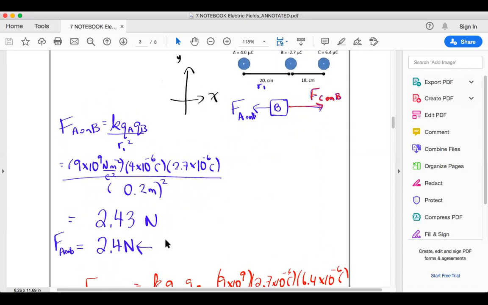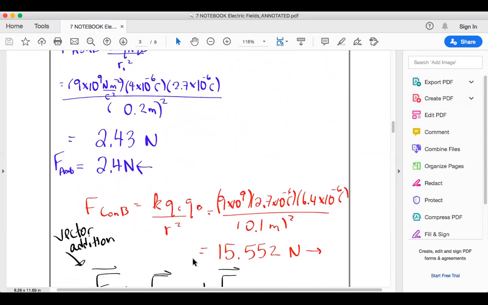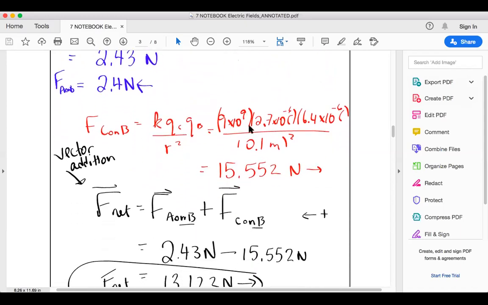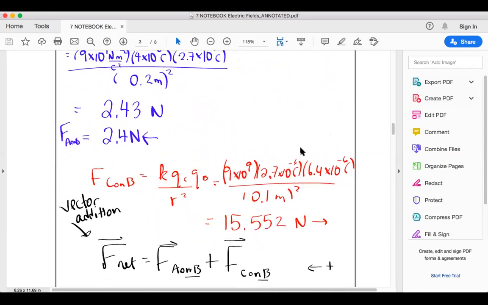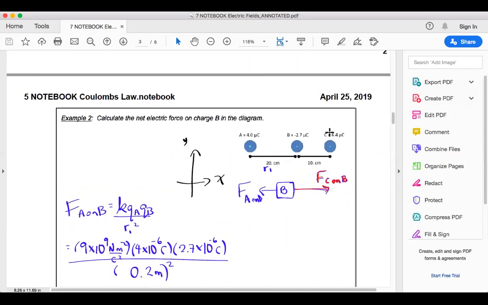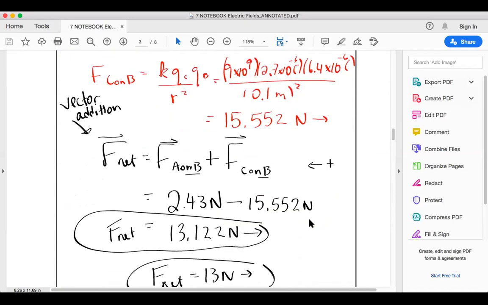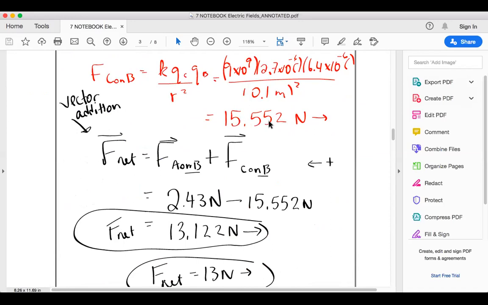And now for that red force, we'll calculate by substituting in our values. It was really important that we had a nice, neat diagram so that we subbed in the right values. Again, we see that micro, which is times 10 to the minus 6. So 6.4 times 10 to the minus 6 regular coulombs. Once we sub that in, we get 15.552 newtons to the right.